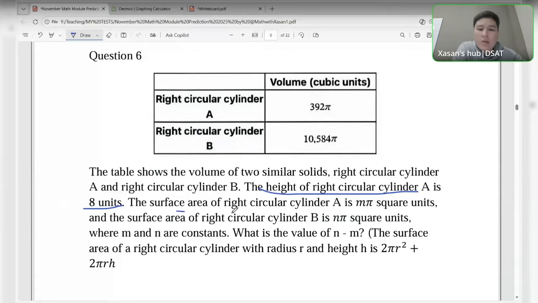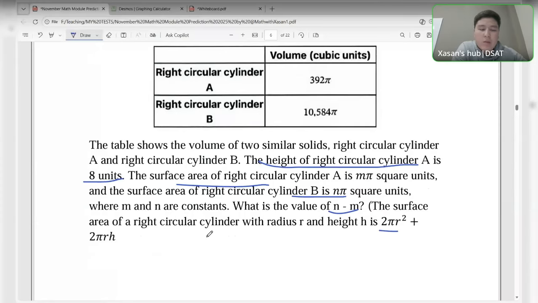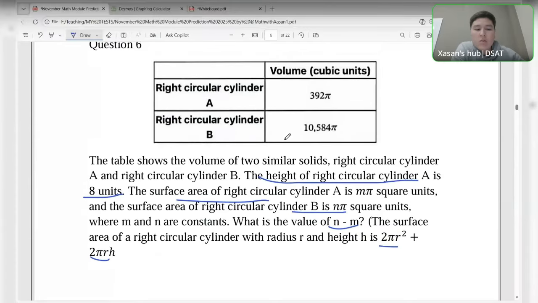And then the surface area of the right circular cone B is m. The surface area of A is n. The question is asking n minus m. To find the surface area, guys, the formula is 2 pi radius squared plus 2 pi r h. So first of all, we have to find the radius. And how? Just using the volume formula.